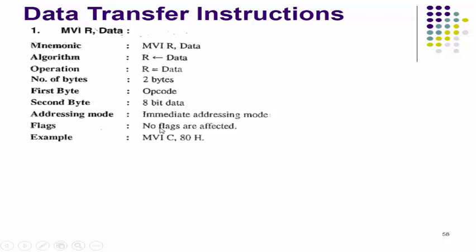Then the effect on the flag bits after the execution of this particular instruction: no flag gets modified. One example, MVI C, 80H, where 80H is a hexadecimal immediate number. After the execution of this instruction, 80H gets copied in the C register. So we can say move immediate 80H in the C register.